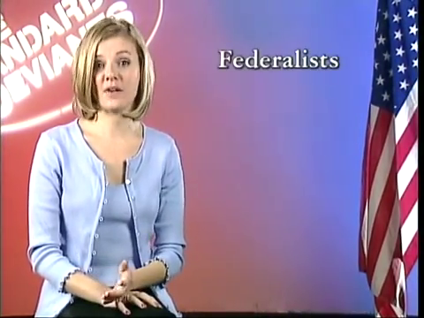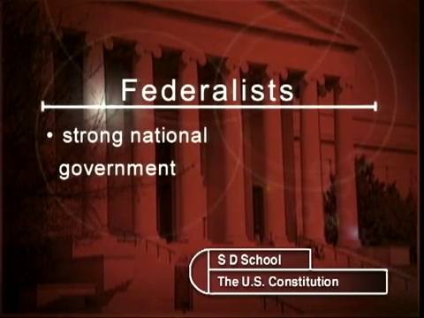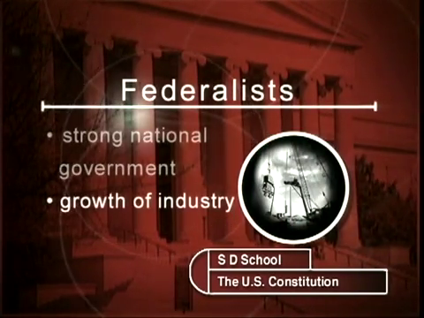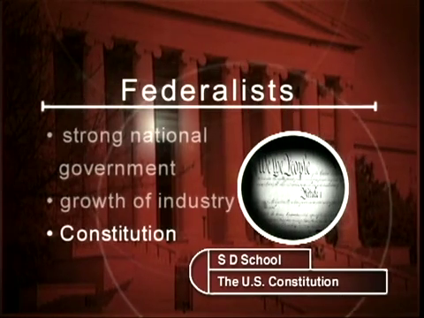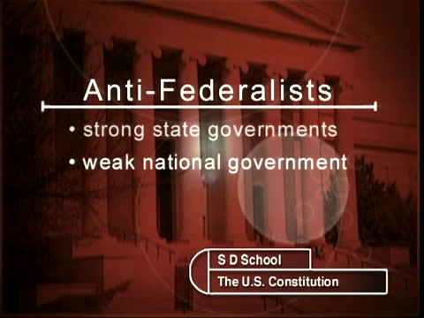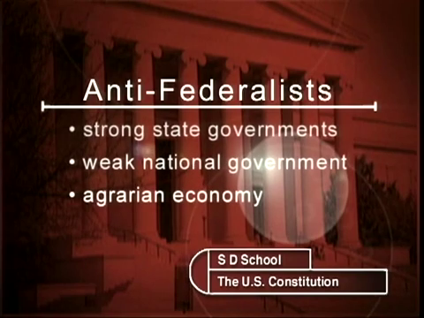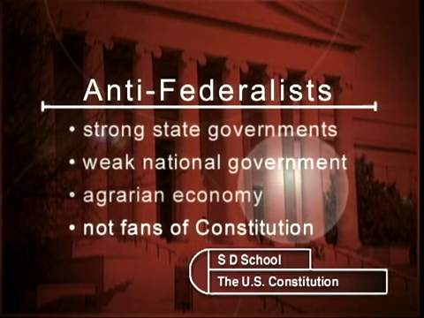Once the Constitution was penned, ratification was not automatic. The colonies quickly divided into 2 separate factions, the Federalists and the Anti-Federalists. The Federalists favored a strong national government, the growth of industry, and they supported the newly written Constitution. But the Anti-Federalists preferred stronger state governments, a weaker national government, the continuance of an agrarian economy instead of an industrial economy, and they really weren't big fans of the Constitution.